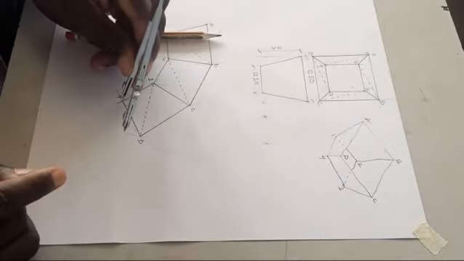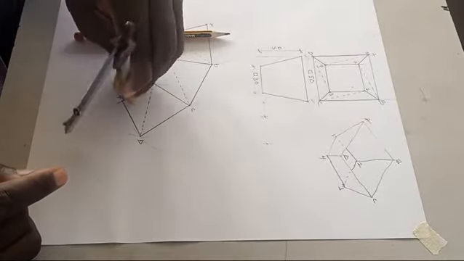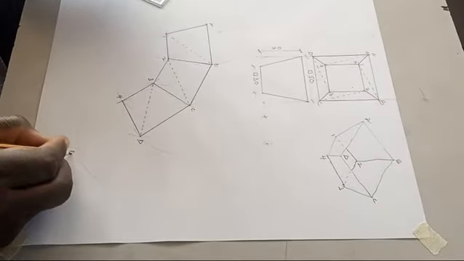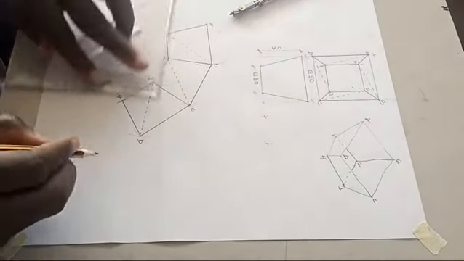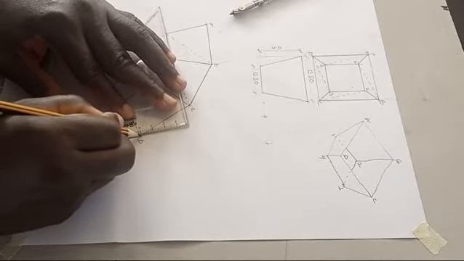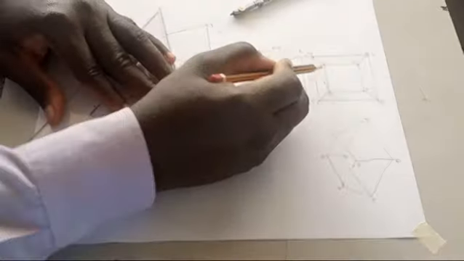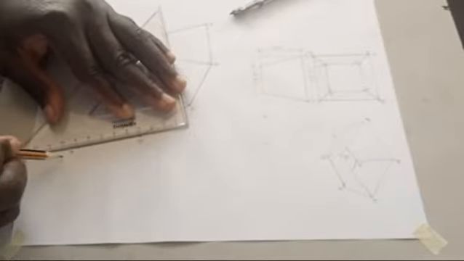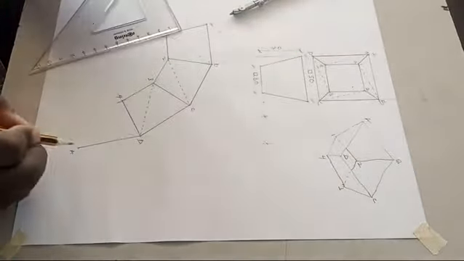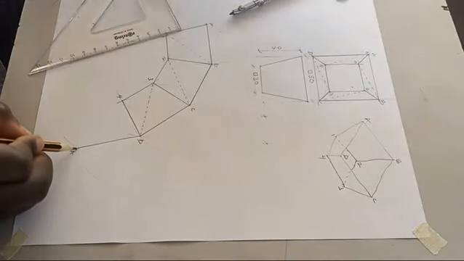So you put it on 4 and mark this arc like that. So this will be our A. So you join 4 to A. You can see it is drawn in thick line. Sorry, D to A, D to A. Now we've been able to locate our point A.